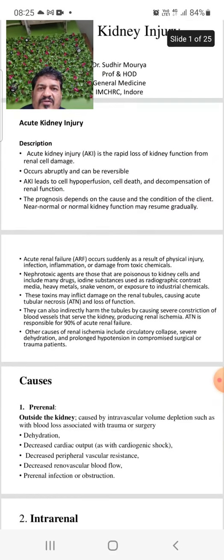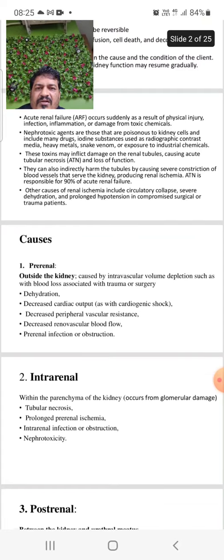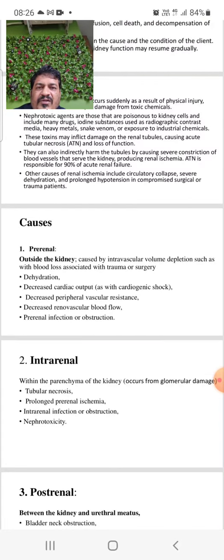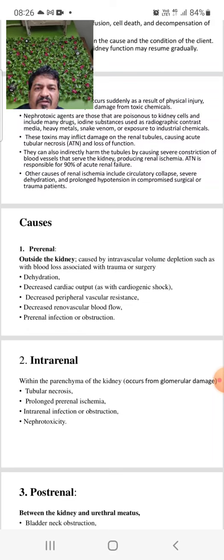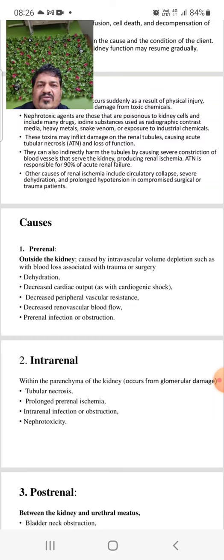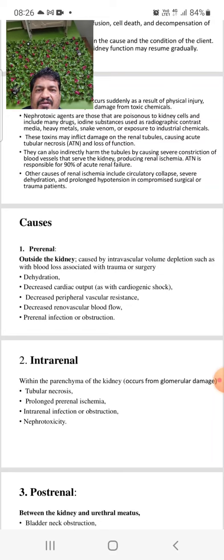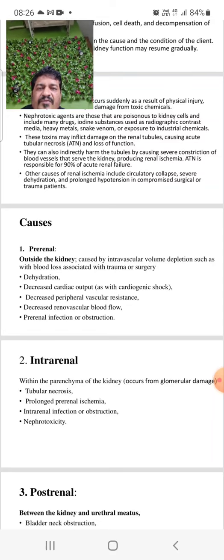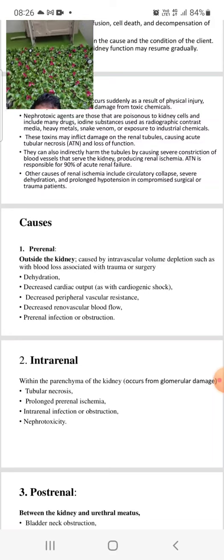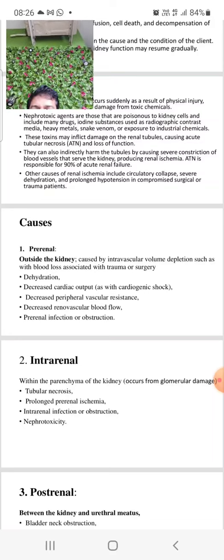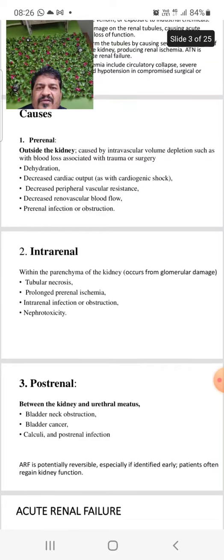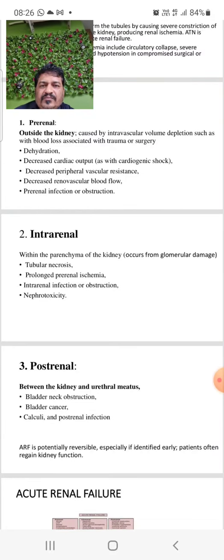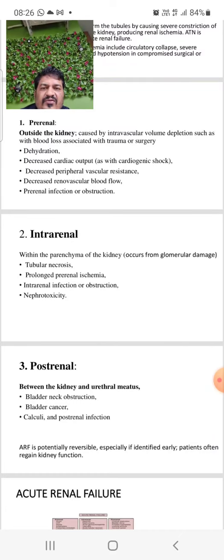These are the prerenal causes of acute kidney injury. Prerenal, meaning outside the kidney, as the name clearly says. You can think of it as caused by intravascular volume depletion, such as blood loss associated with trauma or surgery, dehydration, decreased cardiac output, and decreased peripheral resistance, meaning decreased resistance to blood flow. Intrarenal causes, within the kidney, occur from glomerular damage, acute tubular necrosis, prolonged prerenal ischemia, intrarenal infection or obstruction, and nephrotoxicity.